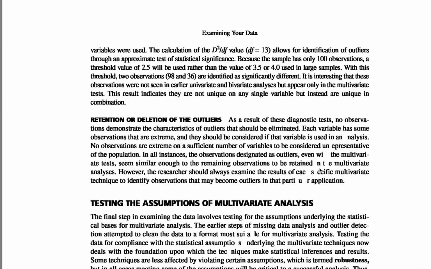Df is equal to 13, which allows for the identification of the outlier through an approximate test of statistical significance. Because the sample has only 100 observations, a threshold value of 2.5 will be used rather than the value of 3.5 or 4.0 used in large samples. With this threshold, two observations, 98 and 36, are identified as significantly different.